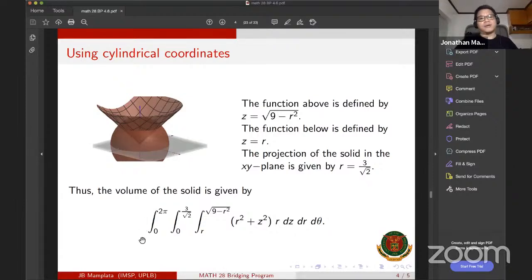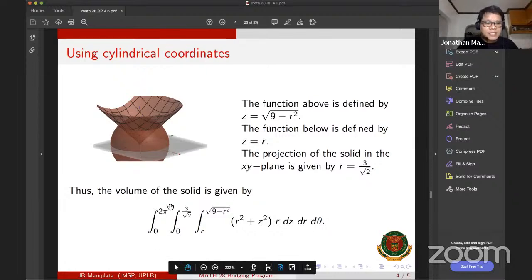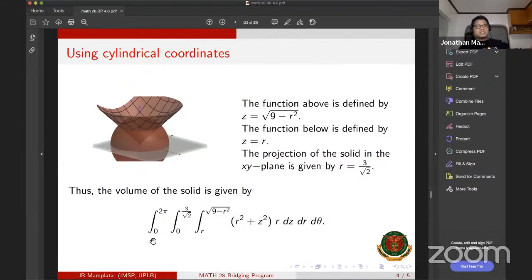Or pwede mong gawin is instead of the first octant, kuhanin mo lang yung volume on the first two octants. Octants 1 and 2. Na kapag pinroject mo on the xy plane or on the r theta plane, makikita mo lang siya on the first and second quadrant. So yung bounds natin for theta will be 0 to pi. So kung 0 to pi yung kinuha natin, ang volume na kino-consider lang natin is just half of the solid. So you multiply it by 2 to get the whole solid.